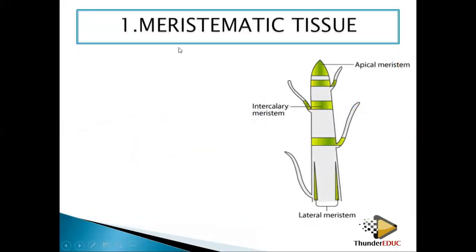This is how they are located. Meristematic tissue: here you have the lateral, the one which increases the size. We are not going to look at this one. And then you have the apical meristem. The reason why it is put here is just to show you where it is located so that you don't confuse it with others. So this is apical meristem, and this one is lateral meristem.